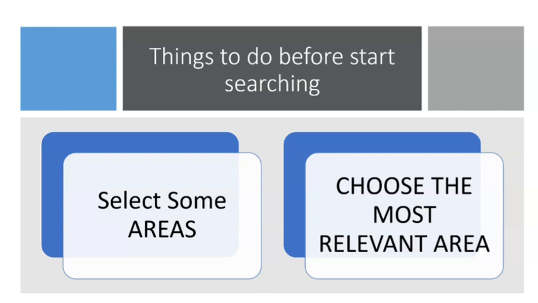The first thing is to select some areas. There are actually a lot of areas in the electronics branch itself. Whether you are studying in EC branch or EI or EEE branch, under the electronics syllabus or curriculum, there are a lot of areas. Now, the first thing you have to do is list out some of the areas. And after listing out, what you have to do next is choose the most relevant area.